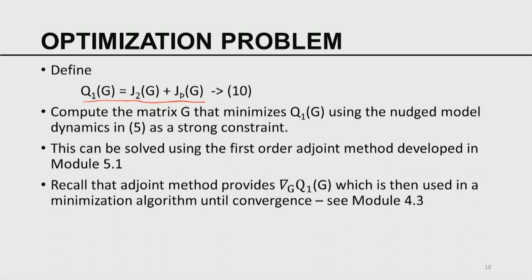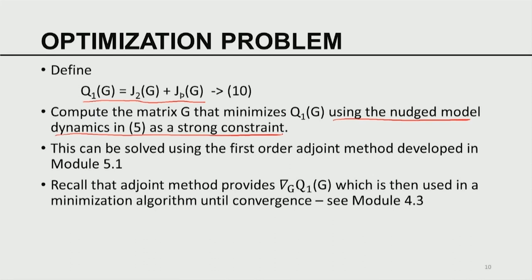Why do I call it J2? Because it is a two norm, and JP is for the penalty term. So compute the matrix G that minimizes Q of G, where the nudged dynamics is going to be used as a strong constraint.